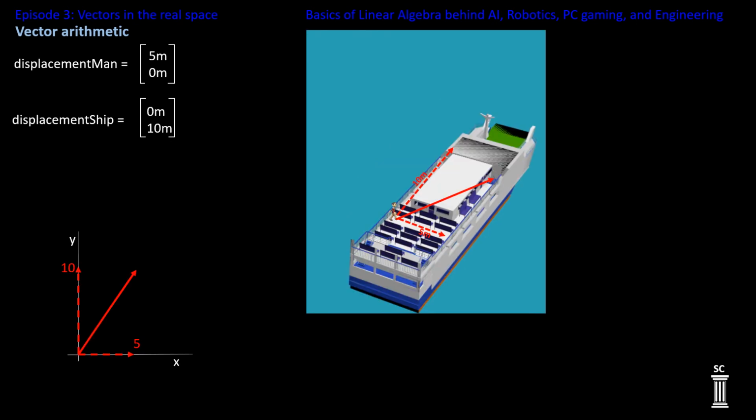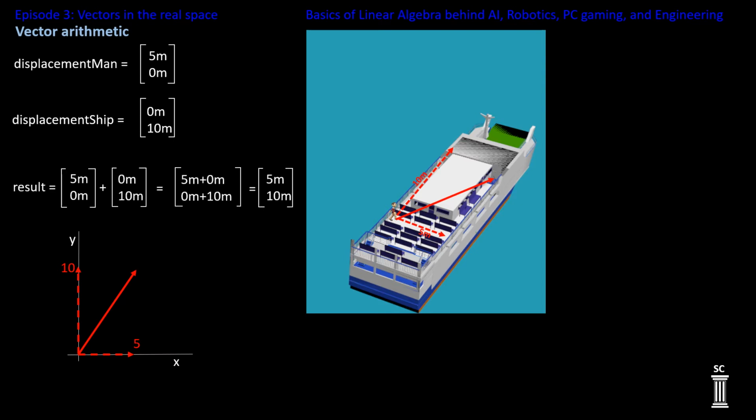When we choose our coordinate frame parallel with the path of the guy and the ship, then the displacement of the guy is 5, 0, and the displacement of the ship is 0, 10. We calculate the addition according to the tensor rules, and the result is 5, 10. That's the path that the guy traveled.